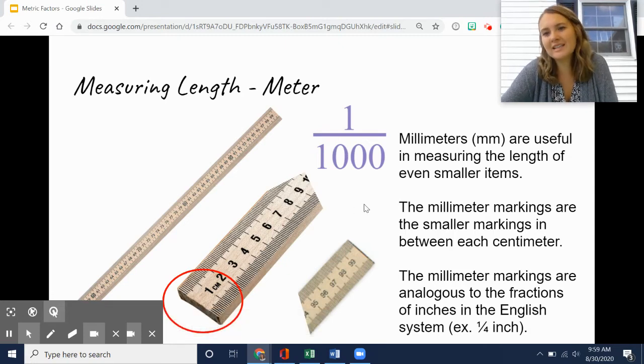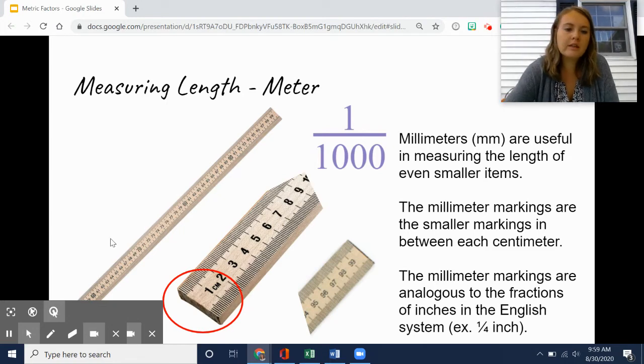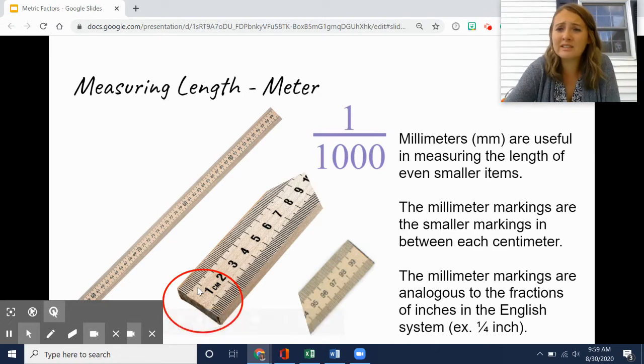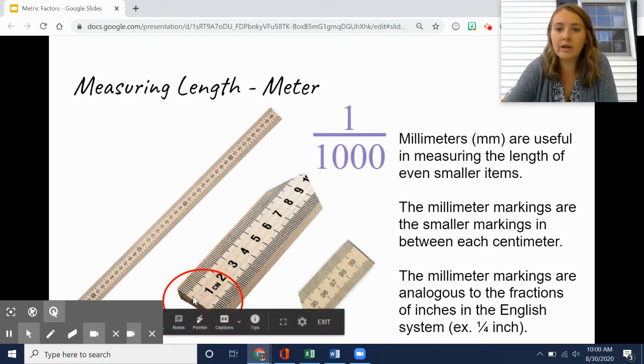So millimeter markers are smaller, those 10 smaller markings between each centimeter. And these are analogous to quarters or fractions of an inch. You might have measured something as 2 1/4 inches. These millimeters are very similar to that. So if you think, there's 10 millimeters inside each centimeter, but then I have 100 centimeters. That's a lot of little markings. In fact, that'd be 1,000 little markings.